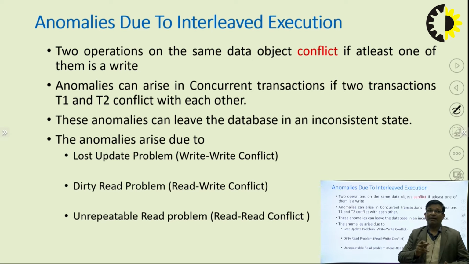The first is the lost update problem, which is called a write-write conflict. If T1 writes and T2 also writes, then there is a write-write conflict. Another is the dirty read. If T1 writes and T2 reads before that write, it reads the initial value of that variable. Then the unrepeatable read problem, where different reads in different transactions give different values. Let's discuss them one by one.